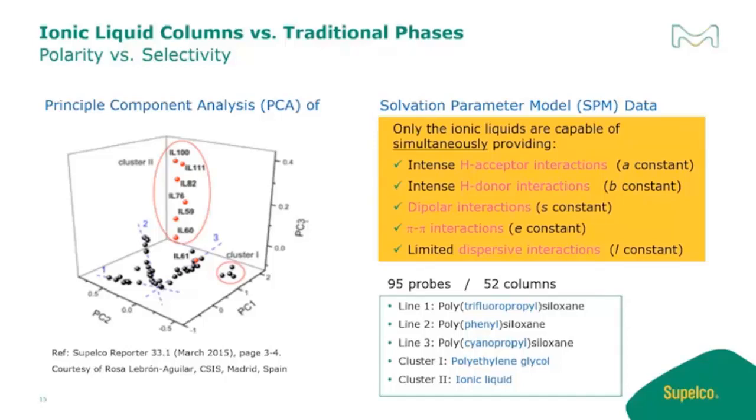So if you look at these particular plots in the principal component analysis, you can see on the bottom left cluster or line 1, those are your extremely nonpolar phases, the polytrifluoropropyloxanes, your methyl silicone type phases. Very distinct line where all those particular phases fall. Line 2 are your phenyl phases, where we've added a little bit more interaction to the stationary phase. By adding the phenyl groups, we start adding some pi-pi type interactions and possible dipole interactions, but mainly pi-pi interactions.